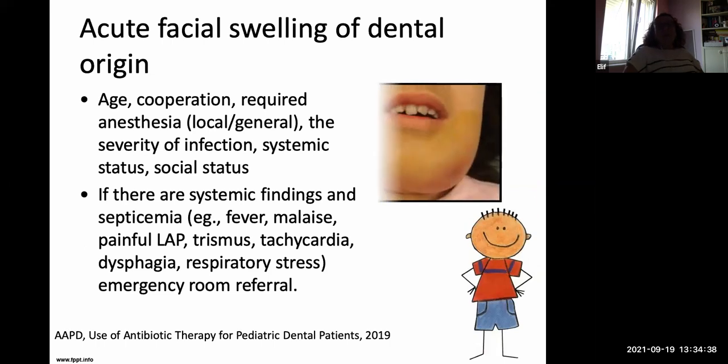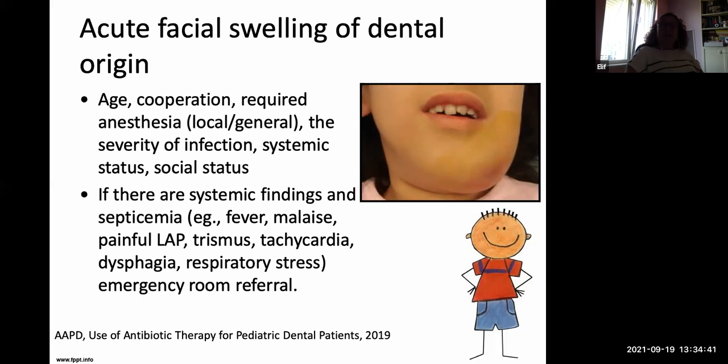Sometimes we see acute facial swelling of dental origin, and in these patients, the patient's age, cooperation, required anesthesia, for instance, local or general anesthesia, the severity of infection, such as fever, malaise, painful lymphadenopathy, trismus, emergency room referral might be needed in these patients.